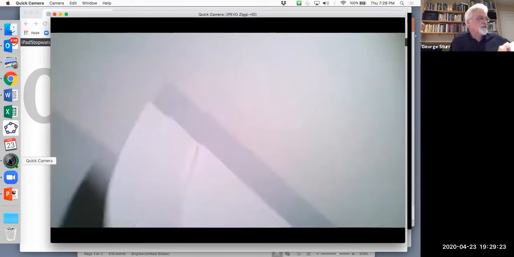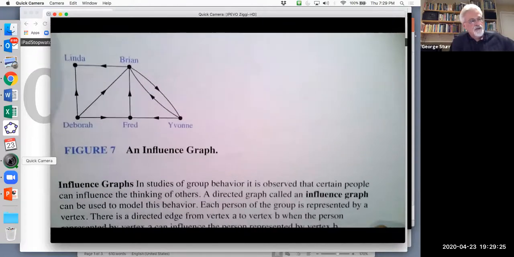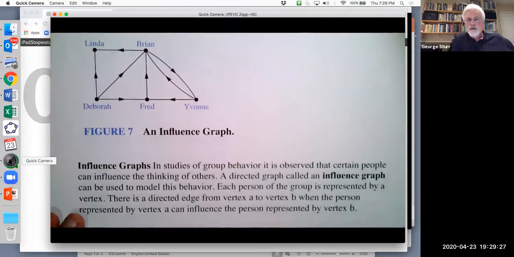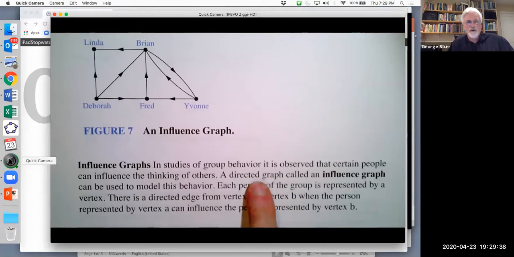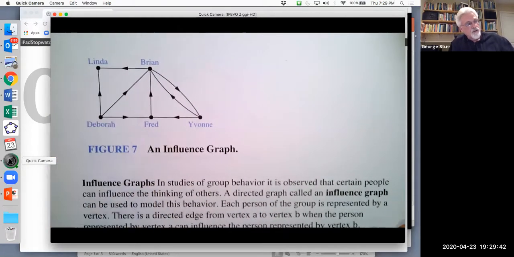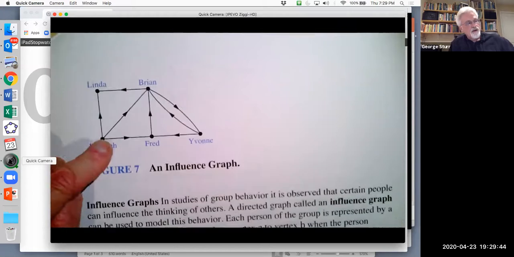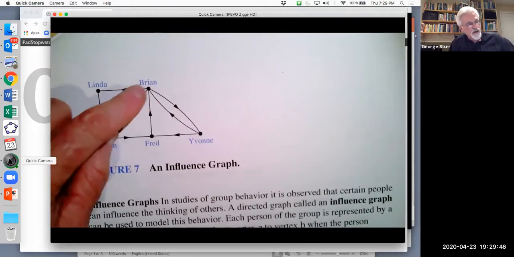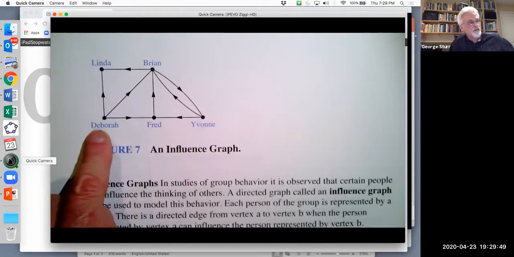An influence graph. Studies in group behavior. It is observed that certain people can influence the thinking of others. Did you know that? A directed graph called an influence graph can be used to model this behavior. Notice the new word in here, directed graph. Now in this graph, you're seeing arrows. So what does this mean here? That Deborah influences Linda, Brian, and Fred. Maybe Deborah's the mom, I don't know.